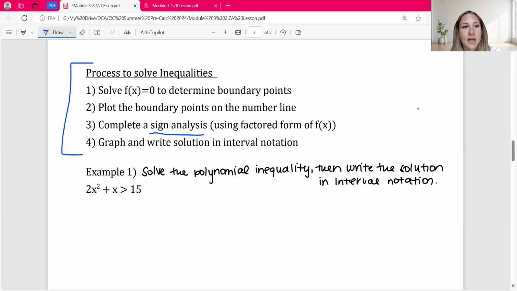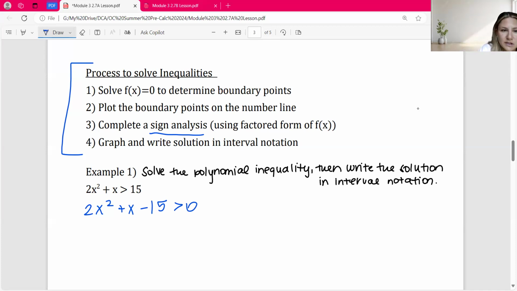So the very first step we want to do is get that function equal to 0, and then we're going to solve it. So we're going to get everything to one side of the equation. I'm going to subtract the 15 from both sides. So we will have 2x squared plus x minus 15 is greater than 0. And now we have to solve that for x, okay?